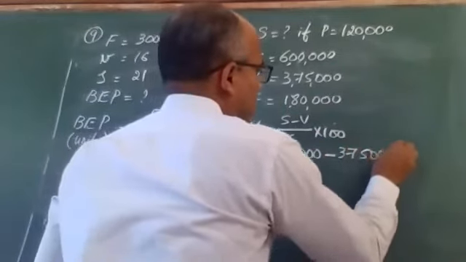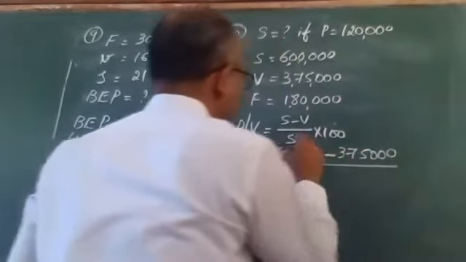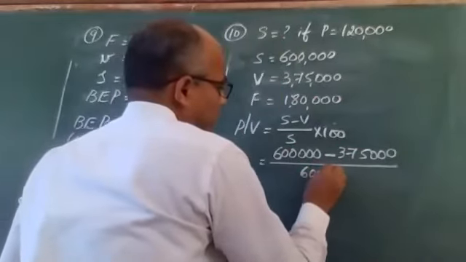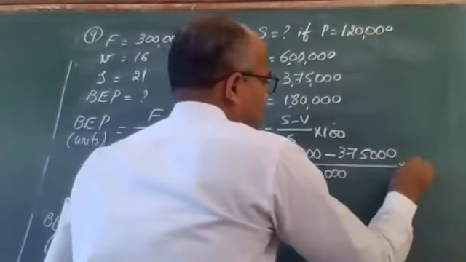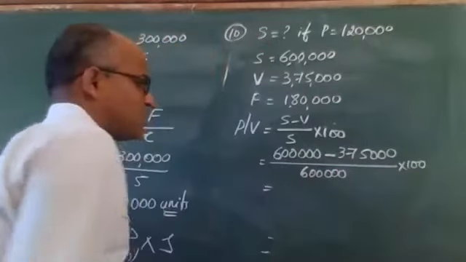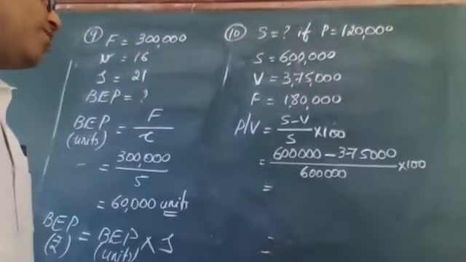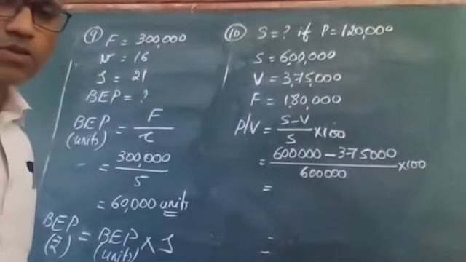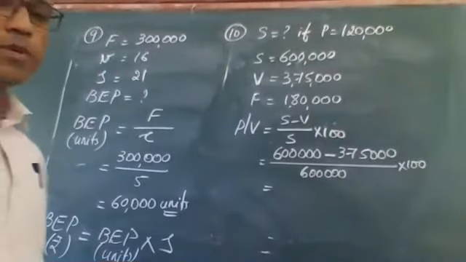3,75,000 divided by sales, 6 lakhs again. Expressed as a percentage. So it is 225 divided by 6 lakhs. Comes to how much? Somebody should tell me the answer.